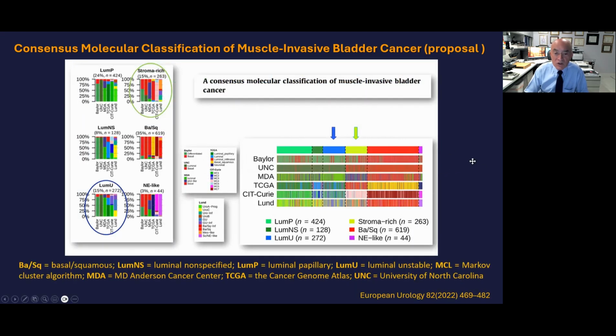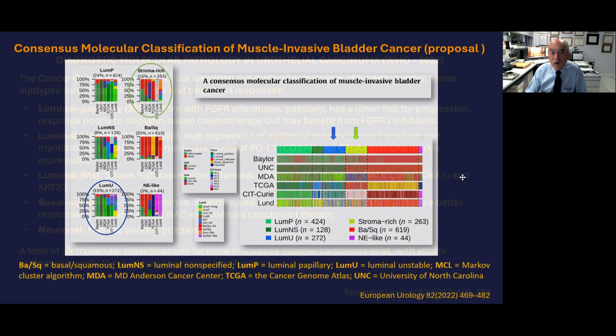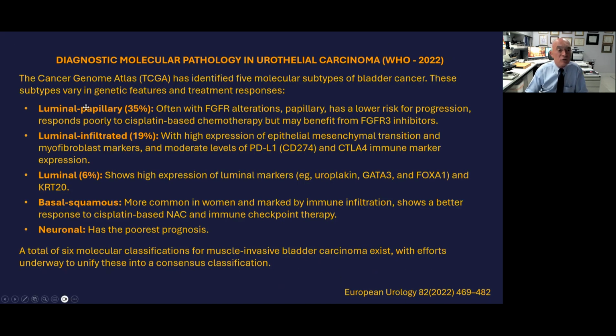All these tumor markers and molecular markers have been analyzed by different institutions. And this is the result of the consensus obtained with more than 1,500 specimens generated from different institutions, which gave rise to the identification of the luminal papillary pattern in 35% of the cases, what is called luminal infiltrated, and 19% luminal pure, 6%, and then the basal squamous and the neuronal. A total of 6 molecular classes for muscle-invasive cancer are underway at this moment for the consensus classification.